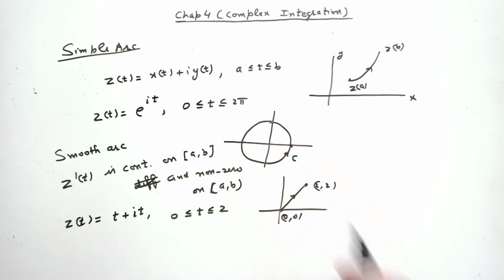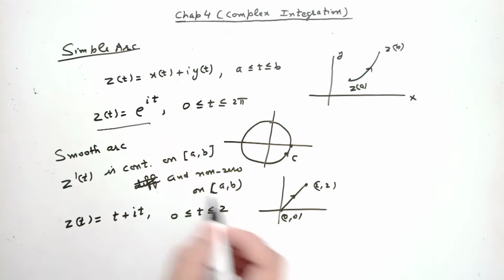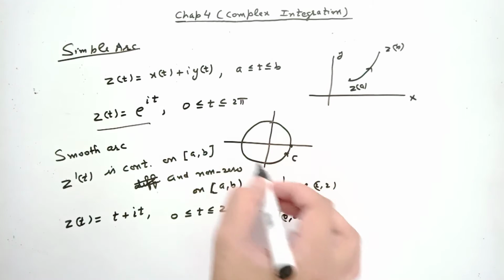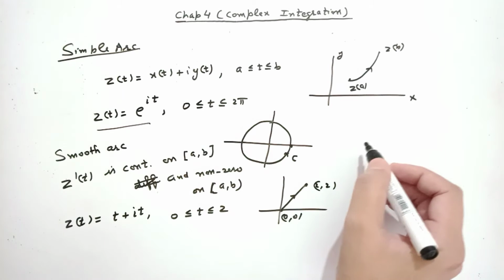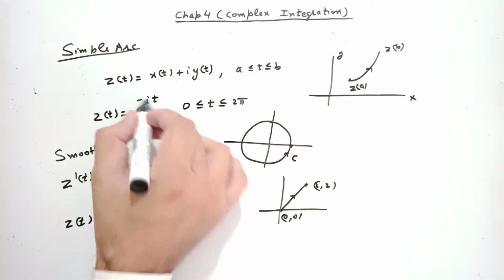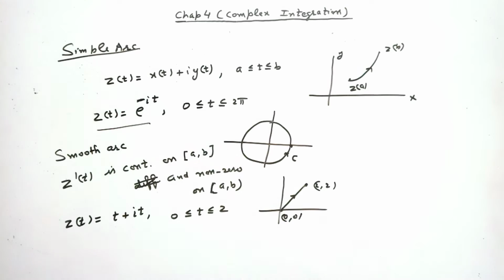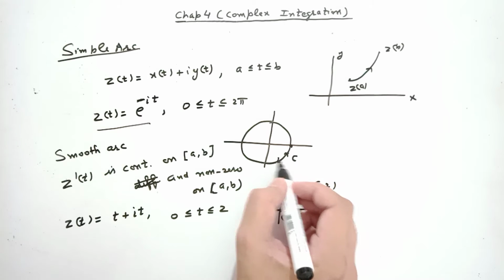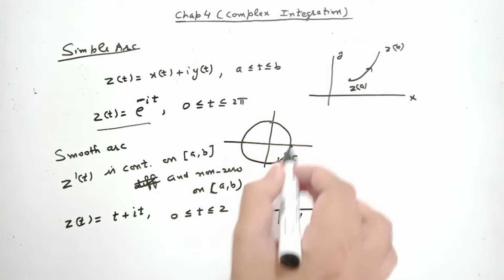Likewise, this is also a smooth arc. This is a circle traversed in the counterclockwise direction. If I put minus here, what is it? It is again a circle, but this time it is traversed in the clockwise direction. Okay, opposite.